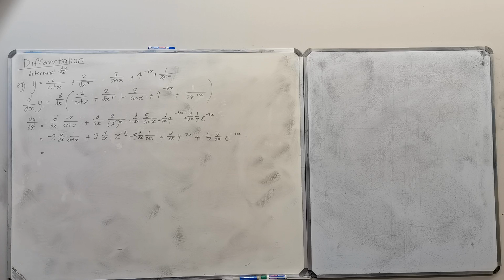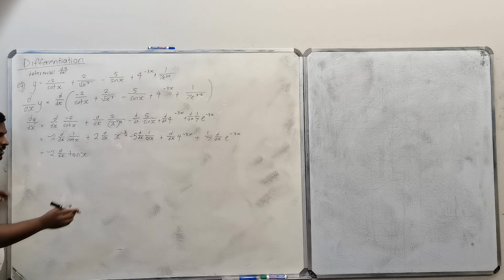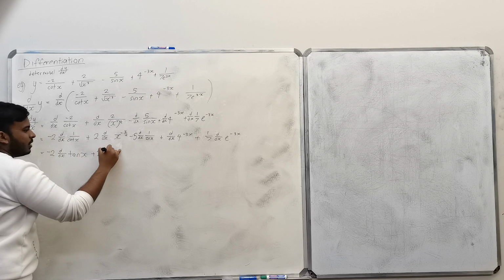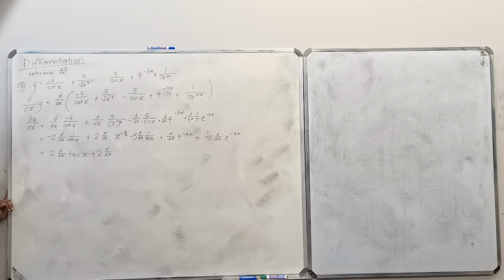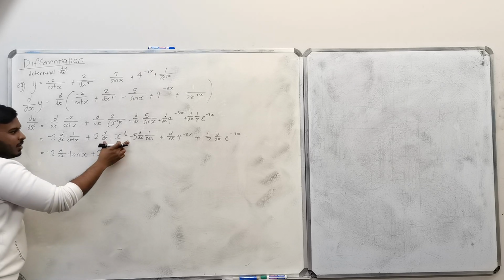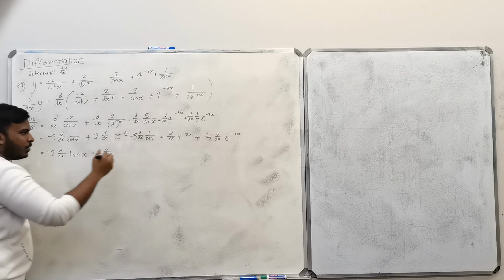So would 1 over cot be tan x? Yes, exactly. Because do we have the derivative of 1 over cot? No. But what is 1 over cot? It's tan x. So this is minus 2 times the derivative of tan x, plus 2 d over dx of x to the 3 over 2. We know this one here because it's going to be what? What does this look like? Which rule? Rule 1, right? So we can work that out, that's fine.